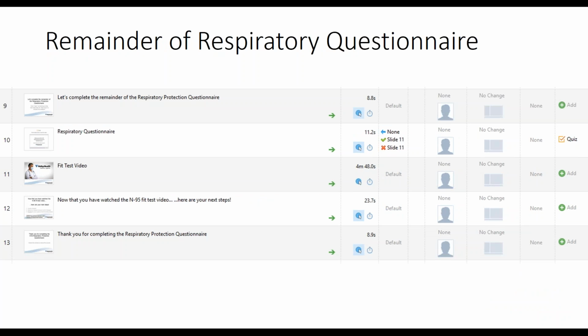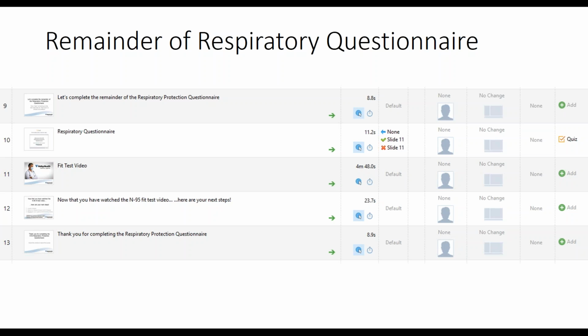Now, if they did pass, i.e. they don't have a full beard, then they got skipped to the next section over here where they would complete the remainder of the questionnaire. So we had, again, set up as a quiz. They could not go back, and then no matter how they answered, whether it was pass or fail, they just kept going in the course.